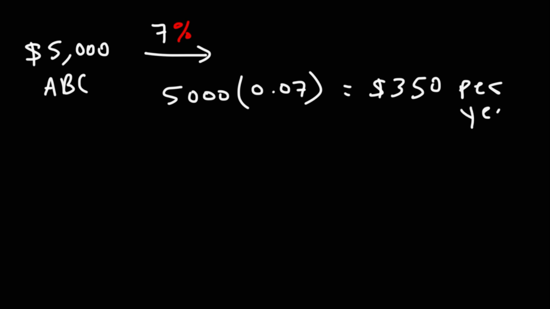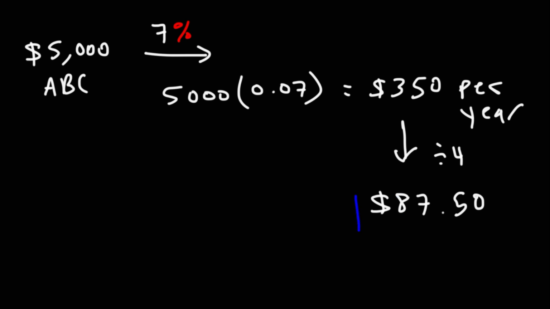That's your annual dividend. Now, if you want to calculate the quarterly dividend, you need to divide that by 4. So on a quarterly basis, you're going to be receiving $87.50 per check 4 times per year, if you invest $5,000 in a company paying a 7% dividend yield.